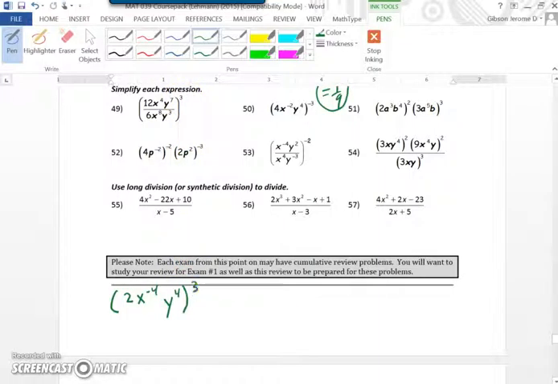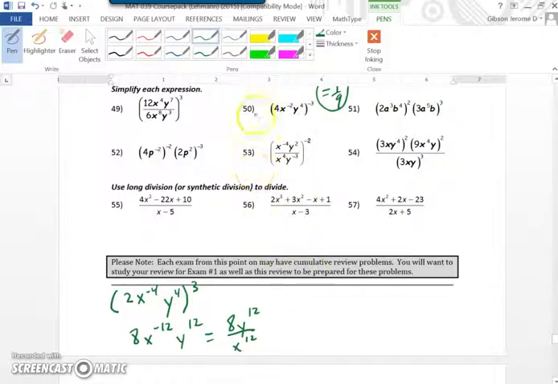Now, we would take this whole parenthesis to the 3rd power. So now, we would have 2 to the 3rd power, which is 8. And then x to the negative 4 to the 3rd would be x to the negative 12. And y to the 4th to the 3rd is y to the 12th. So now, our final answer would be 8y to the 12th all over x to the 12th, because we know that goes to the denominator. Now we go here to problem 50.